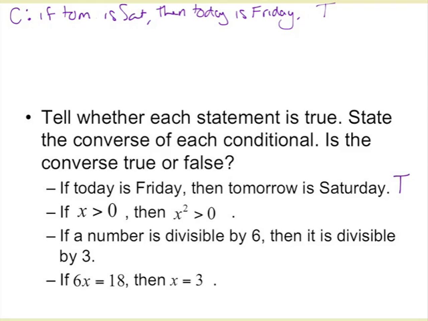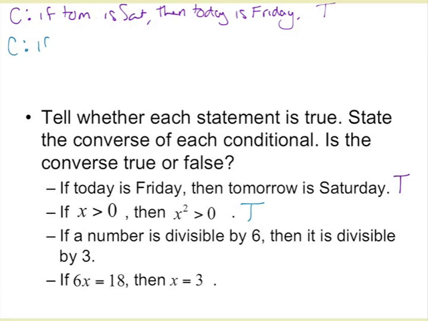For the next one: if x is greater than 0, then x squared is greater than 0. So if x is greater than 0, that means it's a positive number. If I take a positive number and multiply it by itself, is it still going to be positive? Yes. Okay, so that's true.